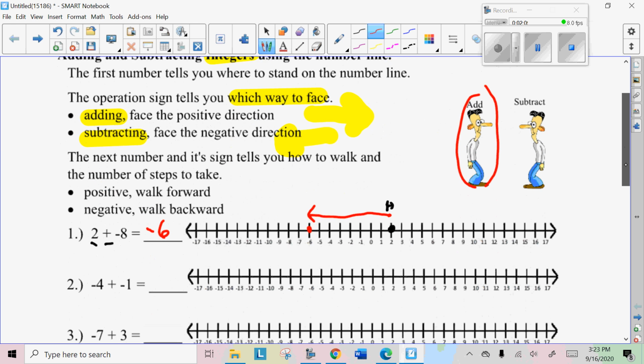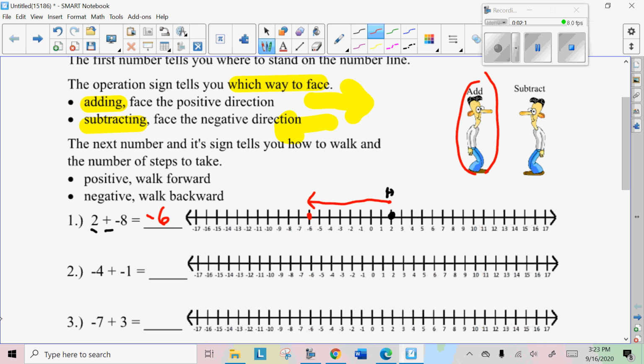All right, let's do one more together. So we're going to start at -4. We're adding, which means I'm going to be facing this way, like this guy. And I'm adding -1, which means I'm going to walk backwards 1 step, which means I'm going to go right to there, -5.